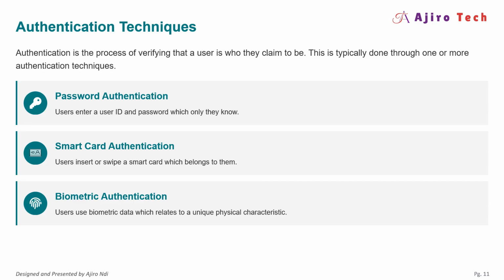So what are those authentication techniques? How do we authenticate people? What is authentication? It is the process of verifying that a user is who they claim to be. It can be done through one or more authentication techniques. When it's more than one, we call it two-factor authentication, 2FA. It's a way for users to identify themselves.